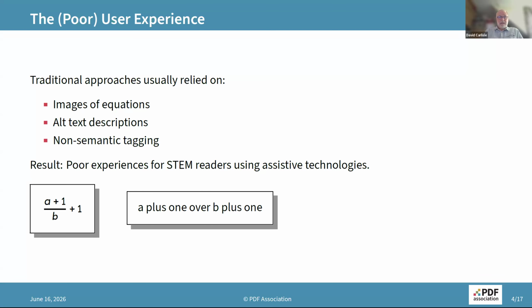So this slide you're looking at is the tagged PDF you'll see later. So that's an image there with an alt text. And if I was reading that, I'd say A plus 1 over B plus 1. And it's got an alt text, which I'm also showing there, of A plus 1 over B plus 1. So that alt text doesn't really distinguish. If it had been A plus 1 over B, plus 1, with a B plus 1 in the denominator, it would have sounded the same.